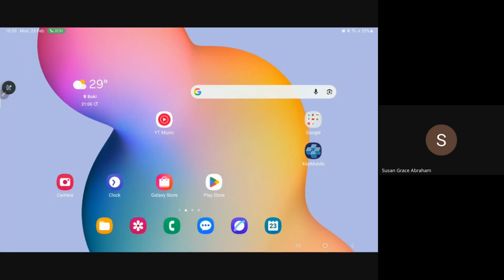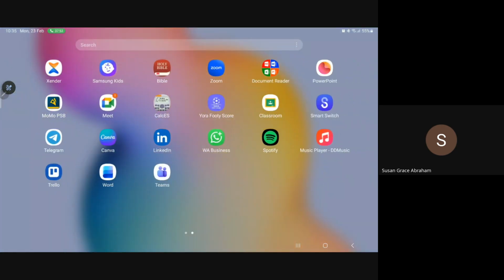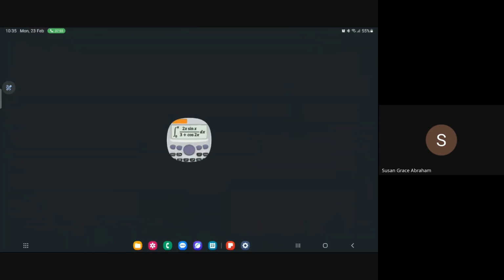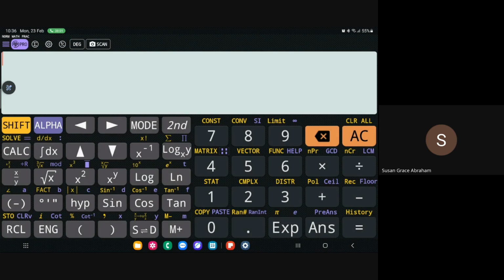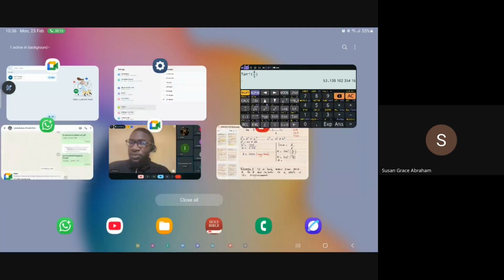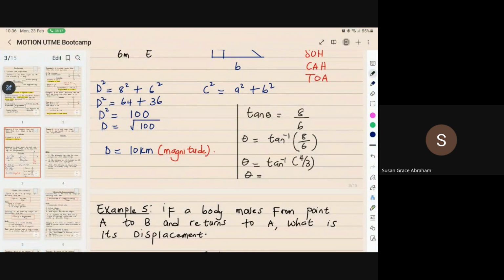Let me look for my calculator. Tan inverse of 4 over 3. So shift tan, I have 4 divided by 3, close bracket. That will give me 53. So tan inverse here will give us 53 degrees.